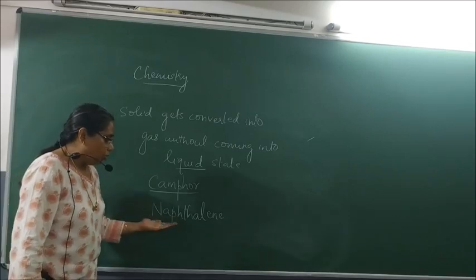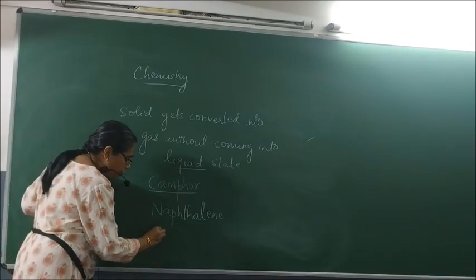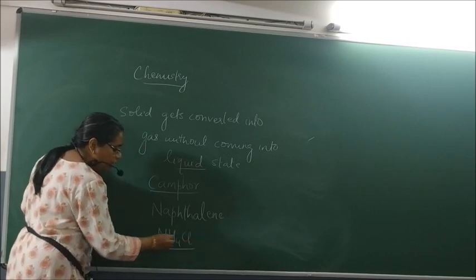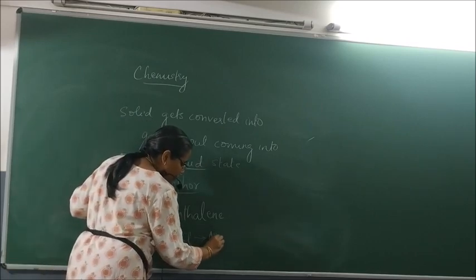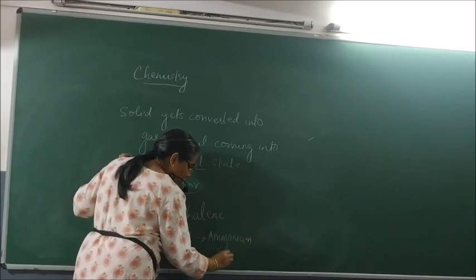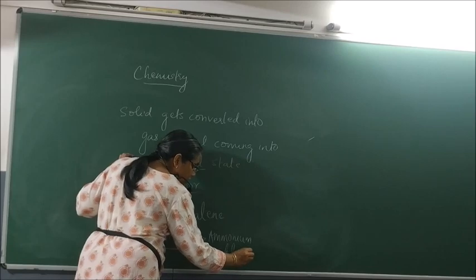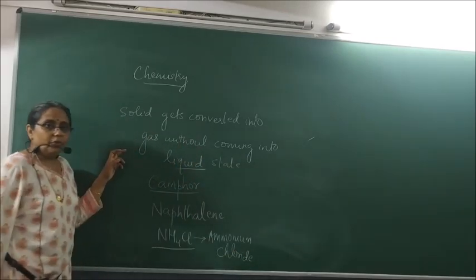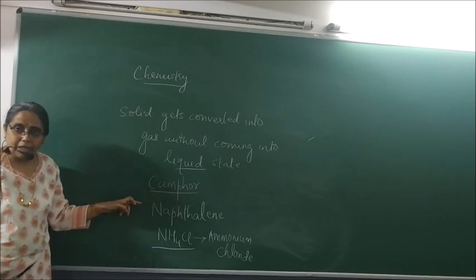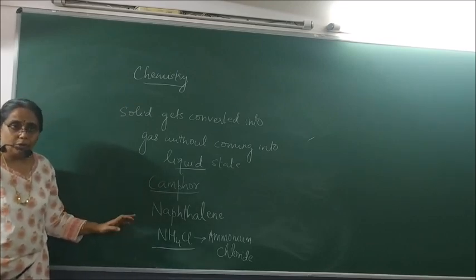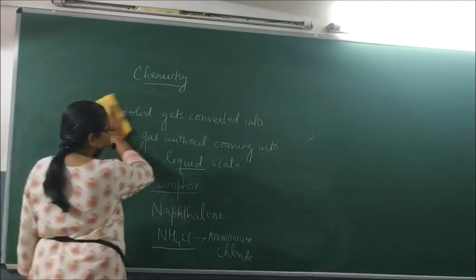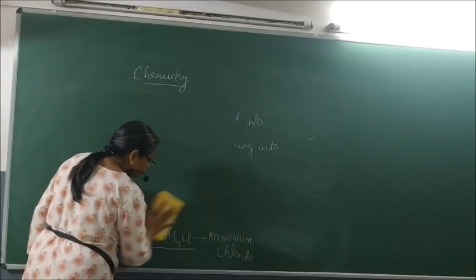So naphthalene balls. Third and most important is ammonium chloride. What is ammonium chloride? NH4Cl. Ammonium chloride. So the three substances which will always show sublimation are camphor, naphthalene and ammonium chloride. So now for the activity, we will study the sublimation of ammonium chloride.